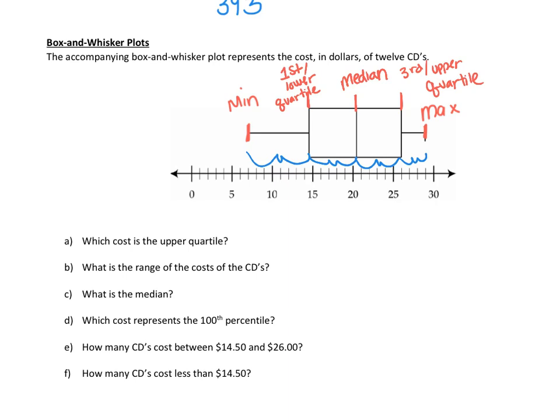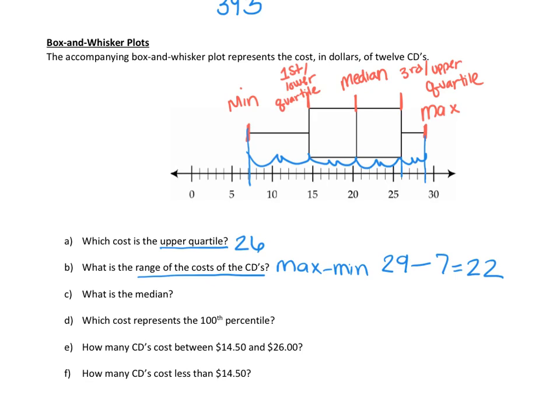Okay, so using that information, let's see if we can answer these questions. It says at which cost is the upper quartile? So we talked about the upper quartile is the top part of the box, and that's going to line us up right at 26. What is the range? Well, the range, again, is our maximum minus our minimum, or our biggest minus our smallest. So in this case, it's going to be 29 minus 7, which would be 22.